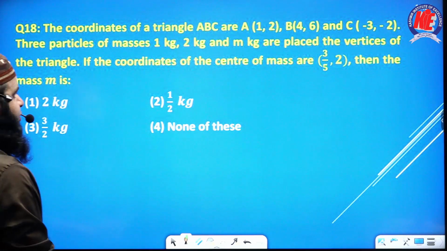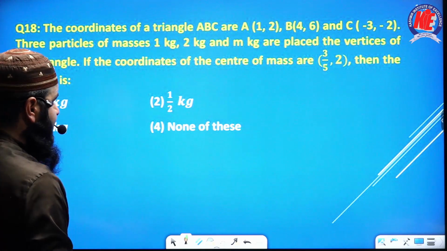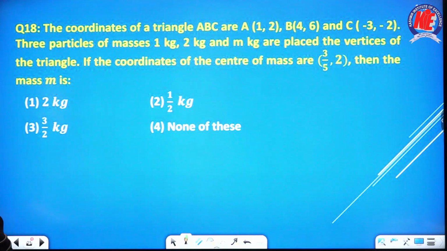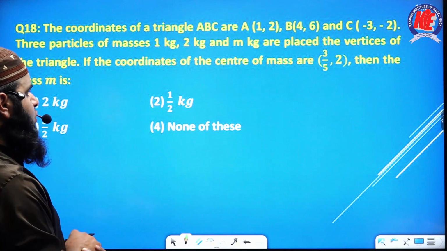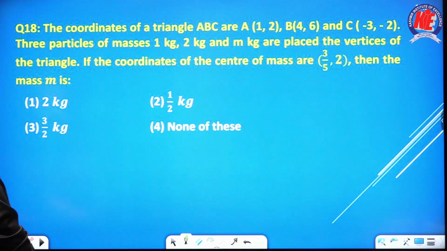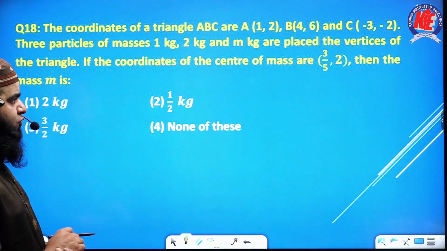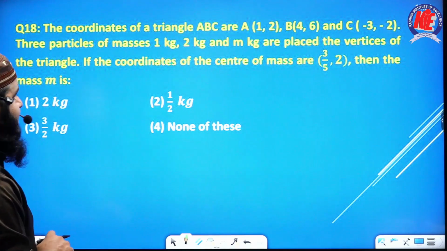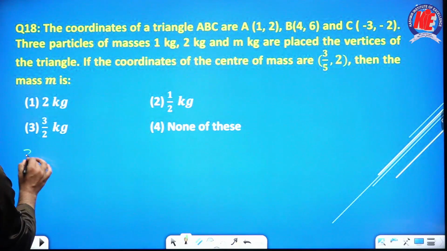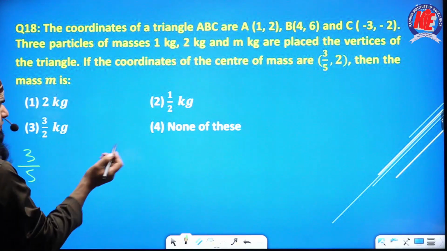Next one please. The coordinates of a triangle ABC: A is 1, 2, B is 4, 6 and C is -3, -2. Three particles of masses 1, 2 and m kilogram are placed at the vertices of the triangle. If the coordinates of the center of mass are 3 by 5, 2, then the mass m is? Have a look, the x coordinate is given to me, so I will use that as 3 by 5, even though I could go with the y coordinate also.